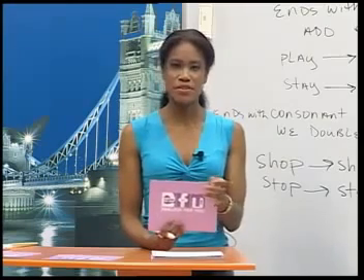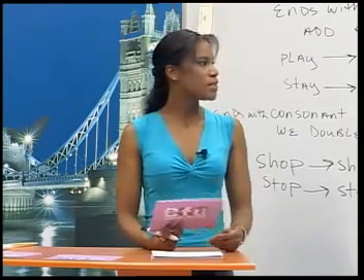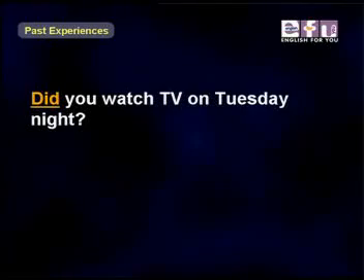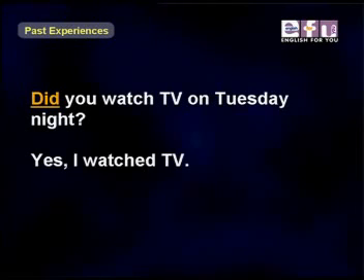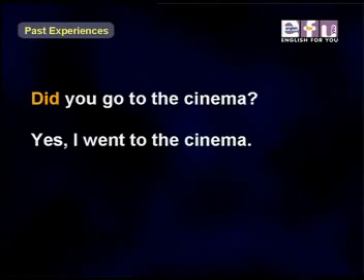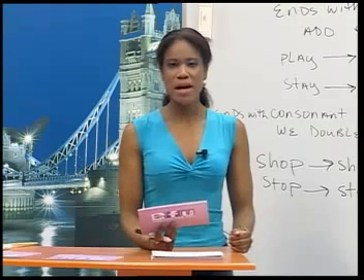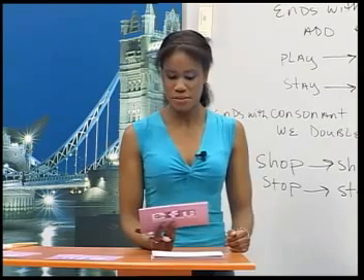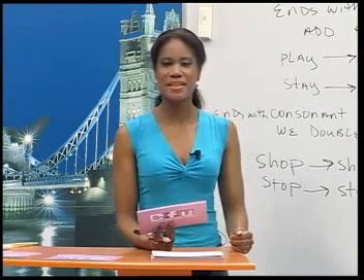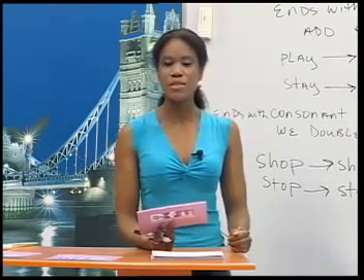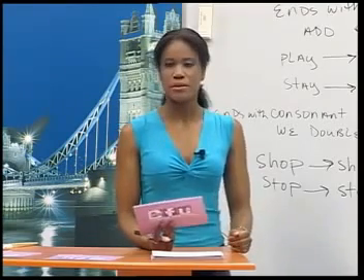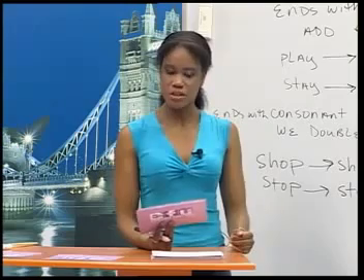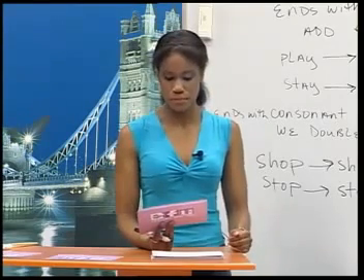Okay, now take a look at this question. Did you watch TV on Tuesday night? Yes, I watched TV. Next example. Did you go to the cinema? Yes, I went to the cinema. When we want to ask yes, no questions, we use the helping verb did or didn't, but we don't change the main verb. In this case, the main verb is watch, so it stays in its simple form.